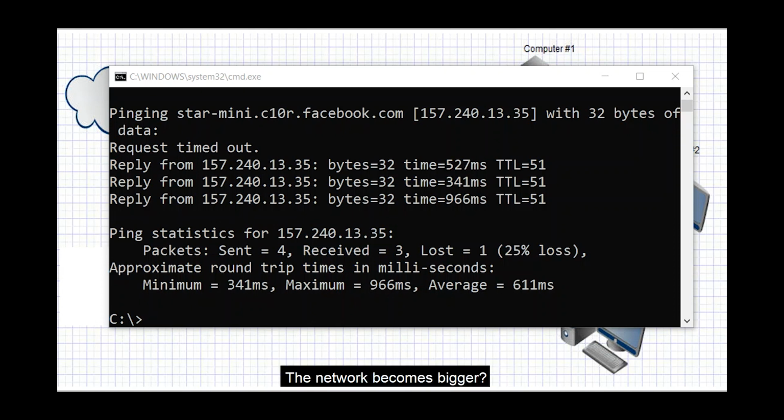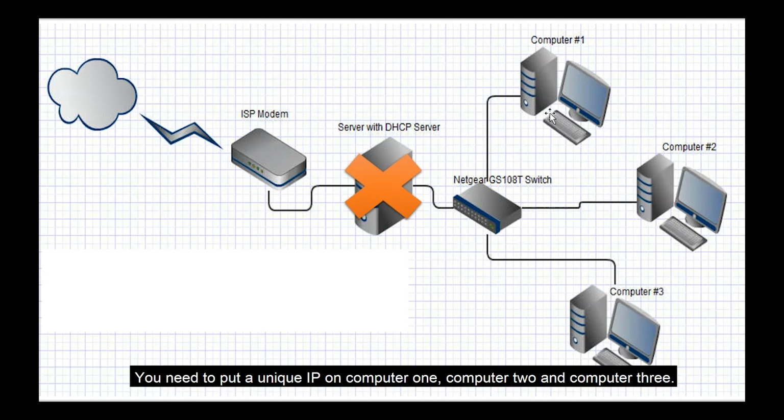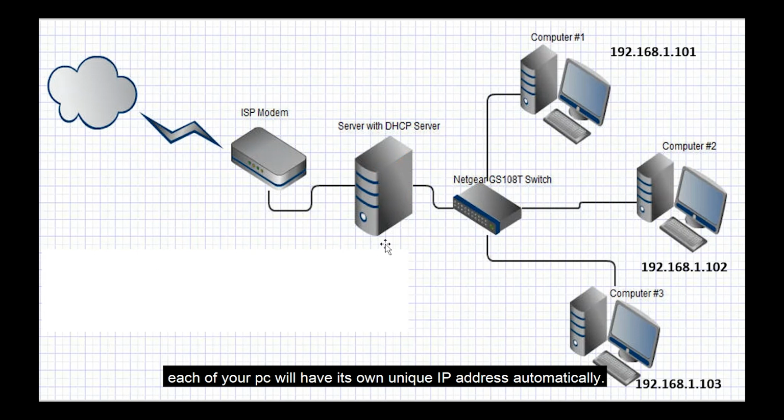But what if the network becomes bigger? You need to use a DHCP. Let's go back to our topology. In our topology, if you eliminate the DHCP server, you need to configure each and every PC on your network. You need to put a unique IP on computer 1, computer 2, and computer 3. But if you have a DHCP server, each of your PCs will have its own unique IP address automatically.